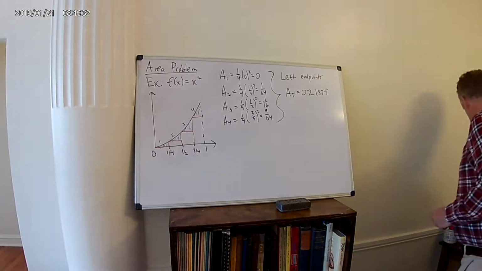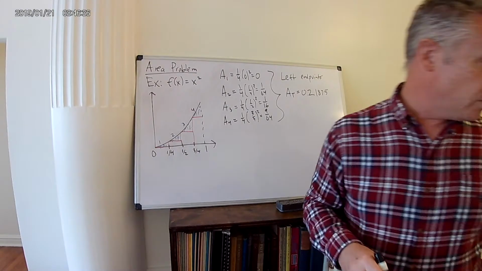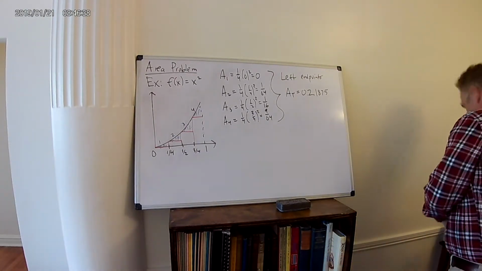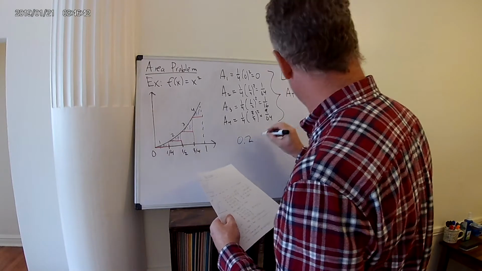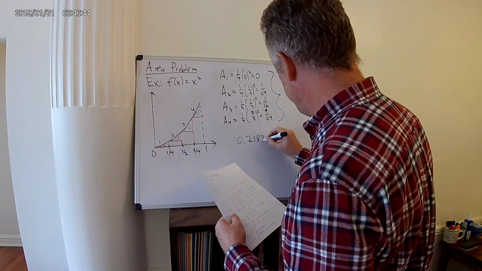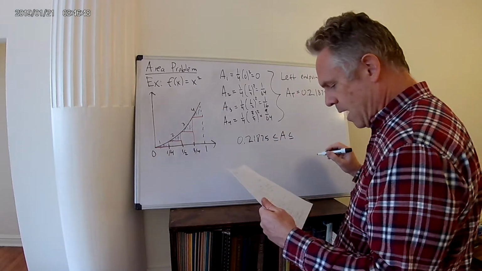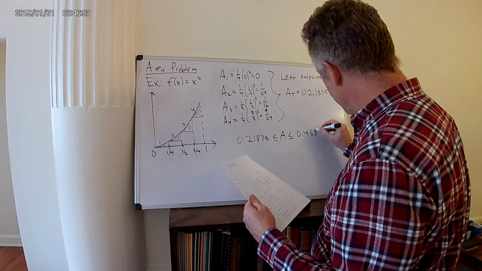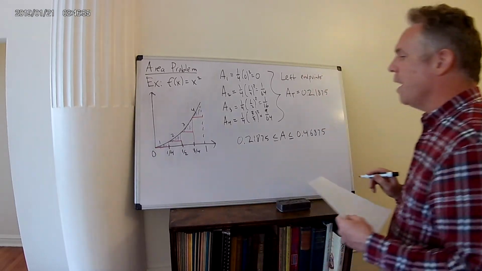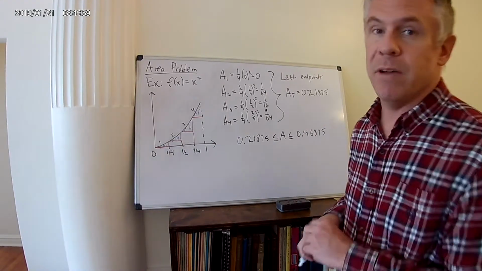But one thing is for sure, I now can constrain the area under the curve. So I know the true area under the curve has to be between these two values, right? It has to be between 0.21875 and it has to end up 0.46875. The area under the curve has to be between these two values.